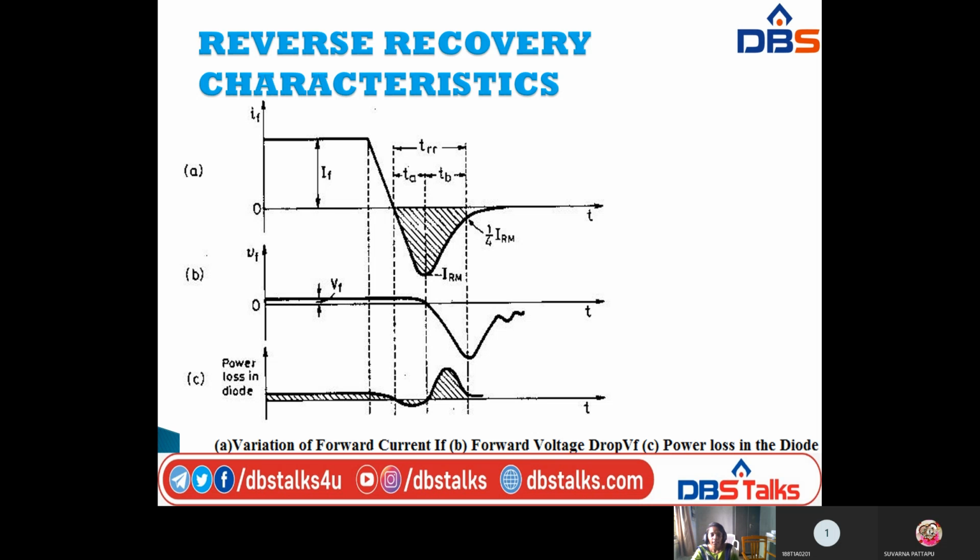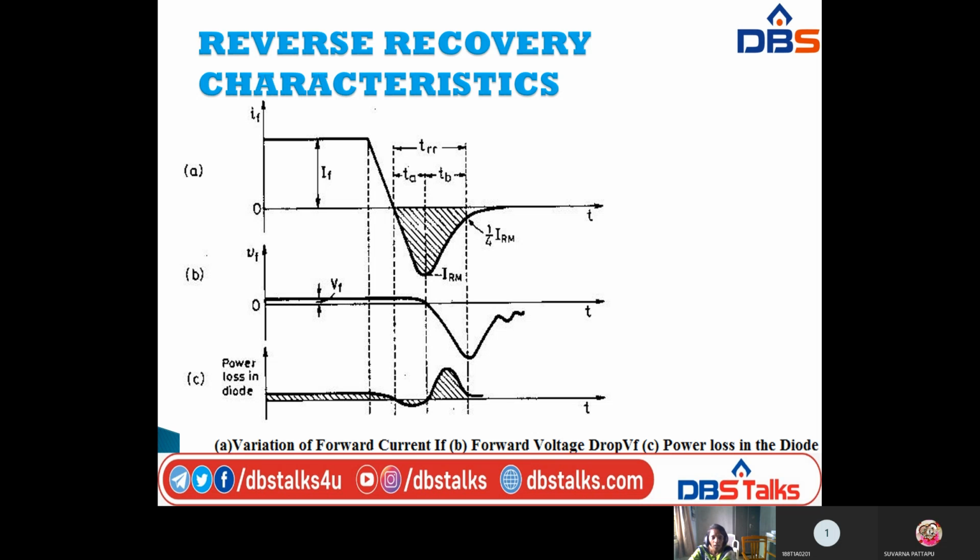These are the reverse recovery characteristics. For reverse recovery characteristics, we have to draw the output current, output voltage, and power loss in a diode. These show the variation of forward current IF, forward voltage drop, and power loss in a diode. First is the forward current IF, drawn on the y-axis with time on the x-axis.